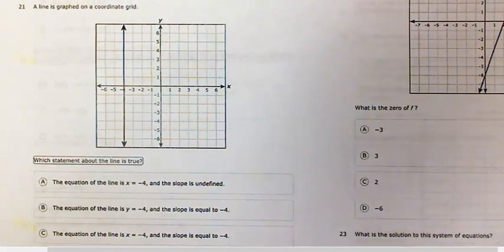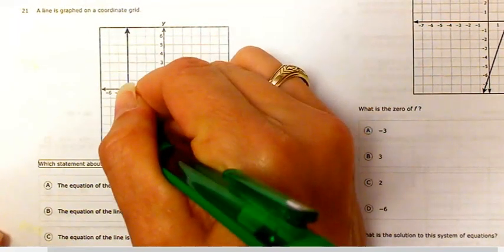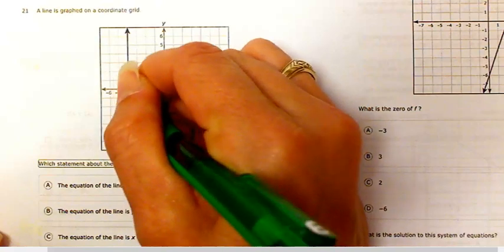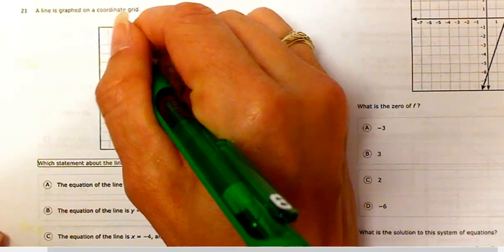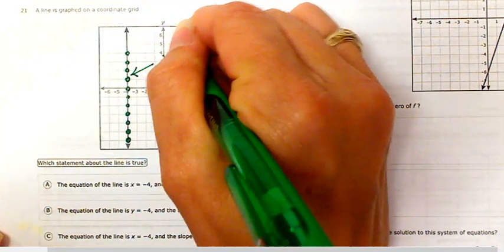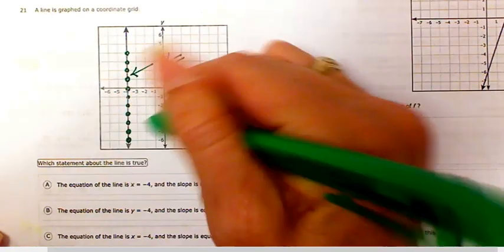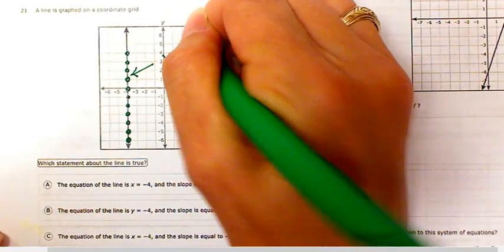All right, this is number 21. A line is graphed on a coordinate grid. It is a vertical line. Okay, if you will look carefully at this vertical line, all of the points on this line have the same x value, okay? So this vertical line is x equals whatever that value is. All of the x values along this line are going to be -4. So this is a line x equals -4.